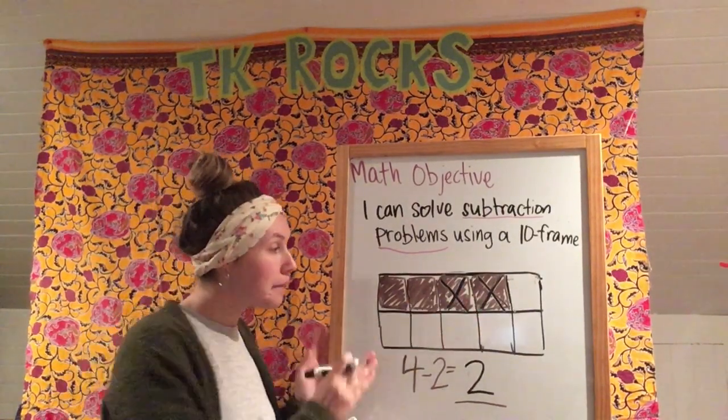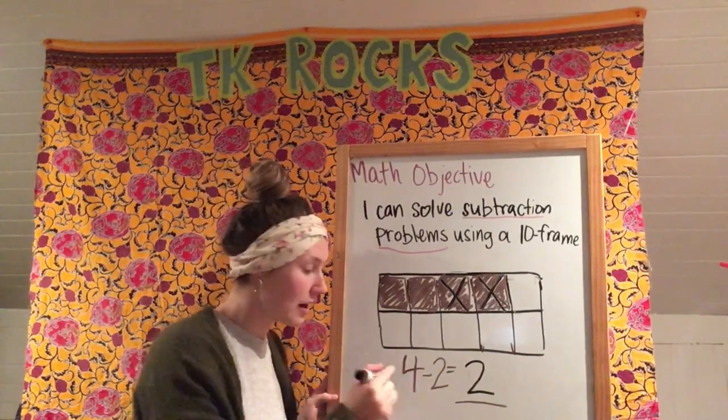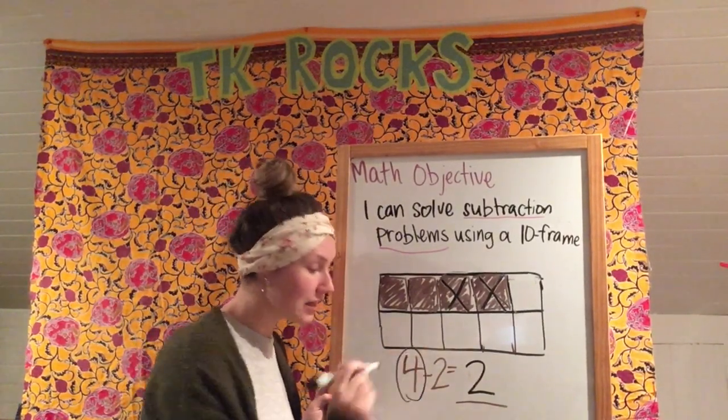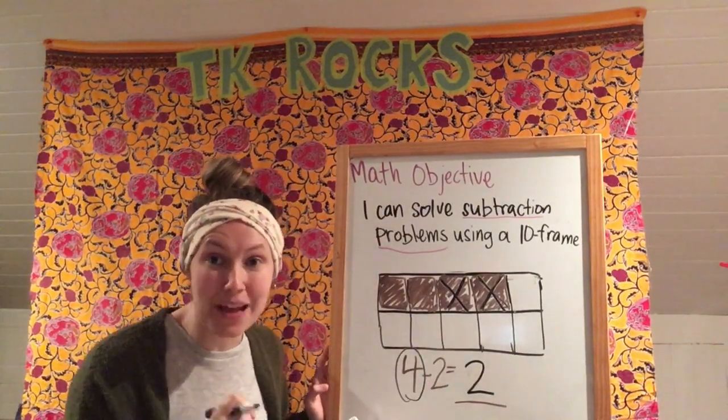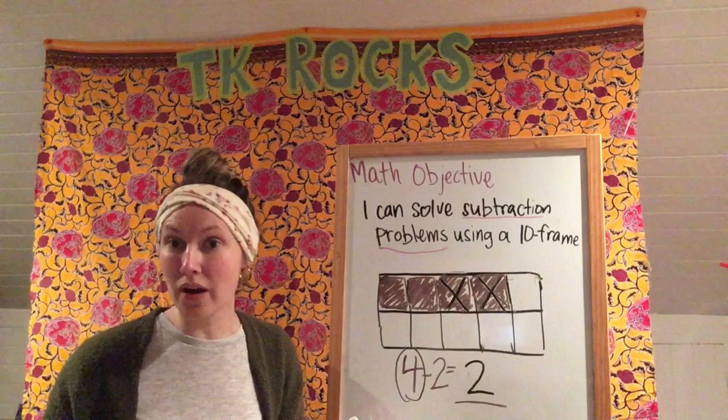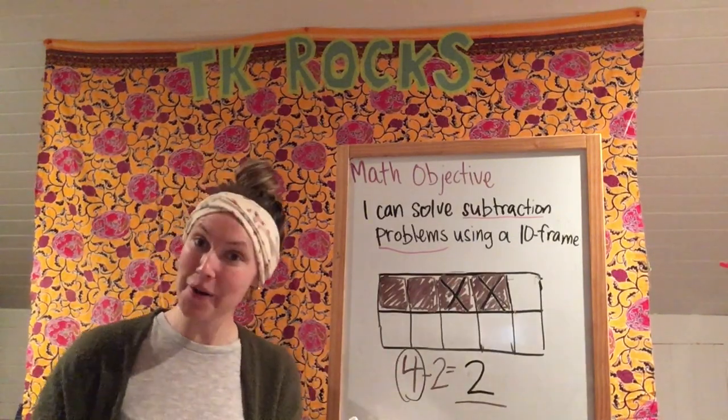I would start by coloring in the number that I'm starting with, that I am subtracting from, and then I would cross out the number that Linus is taking away. Let's do one more, and then you're going to have some to practice at home.